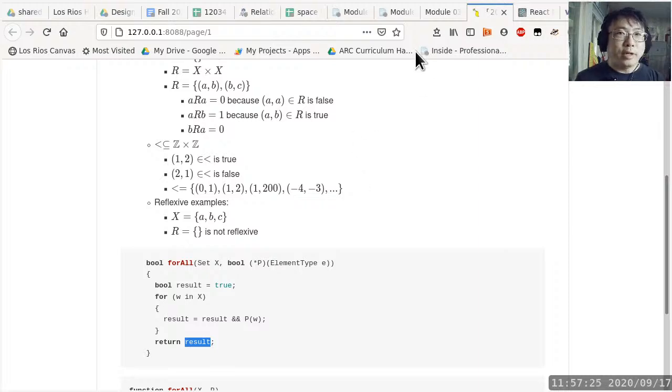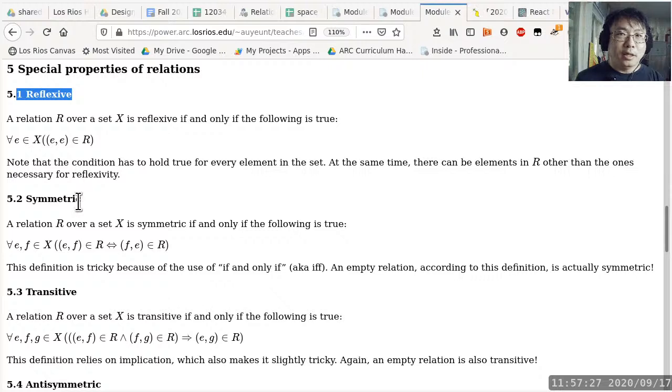So I think the trick to understanding symmetry, and many of the other ones, has to do with the if and only if operator. Because in order for the if and only if operator to be true, we only need to be saying, is the left hand side the same as the right hand side? If one is false, is the other one also false? If one is true, is the other one also true? So as long as they are the same on both sides, the if and only if itself as an operator returns true.